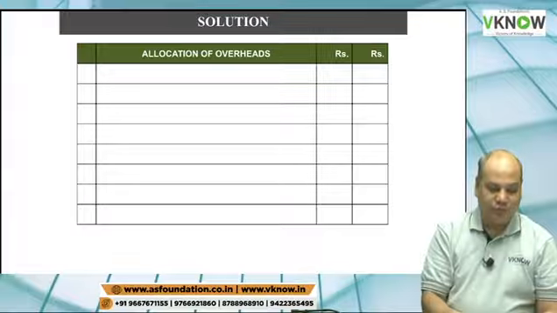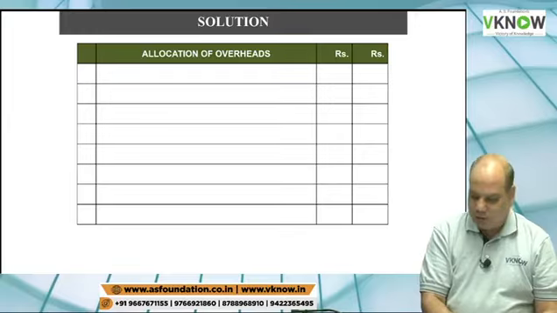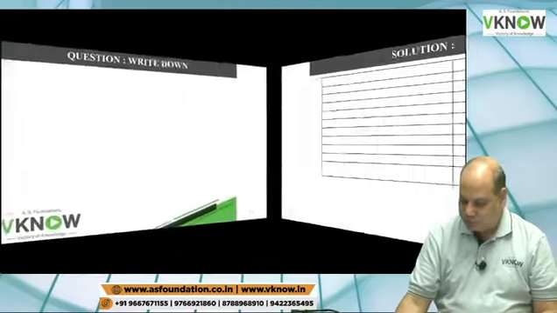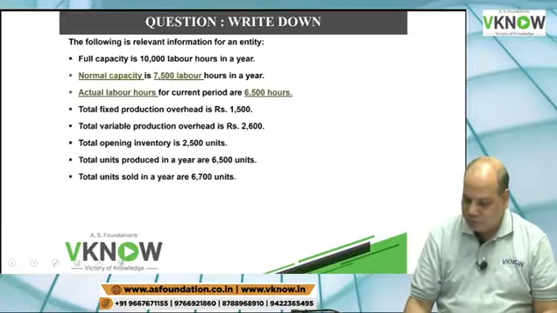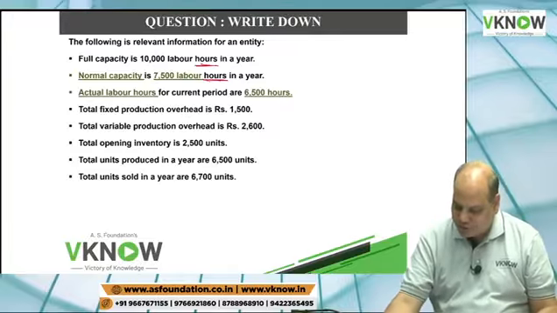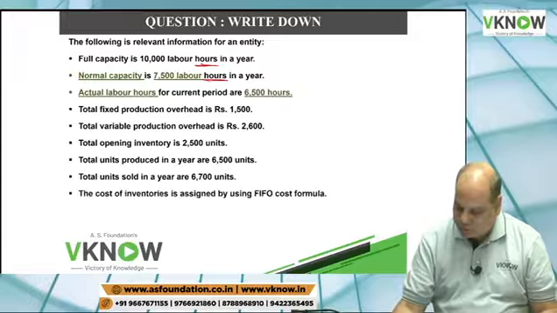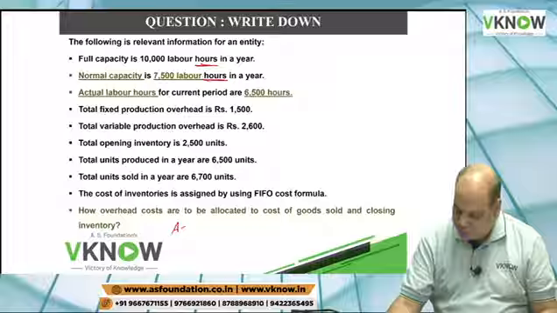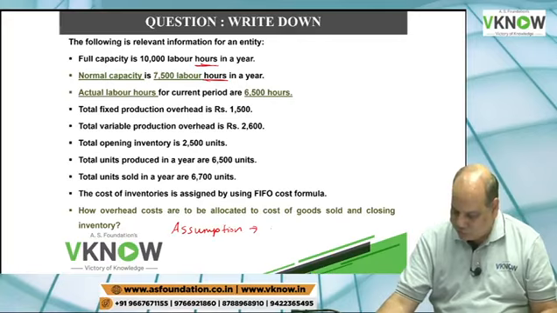All of you, please come to AS2. There is a query from a student that in yesterday's problem, this was the question I had given. Normal capacity is given in hours, actual is hours. So we have to write down one assumption in this question. What assumption will we write down? Simply write one assumption.